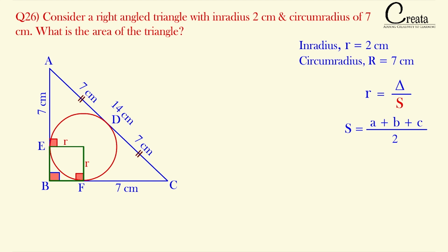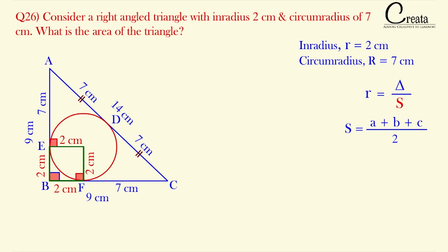If this line segment is 2 centimeter, then this will be 2 centimeter. And if this line segment is 2 centimeter, then this line segment will also be 2 centimeter. If you observe, we got the complete length of AB as 7 plus 2, that is 9 centimeter. And the complete length of BC will be 7 plus 2, that is 9 centimeter. Now we got the three sides of the triangle.